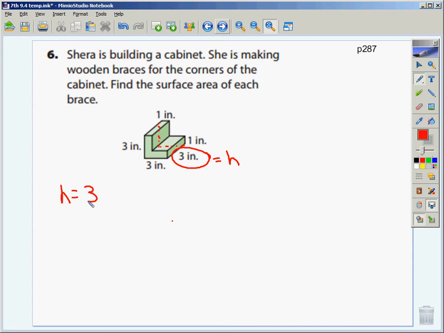What haven't I written down yet? The base. What haven't I written down yet? The formula.